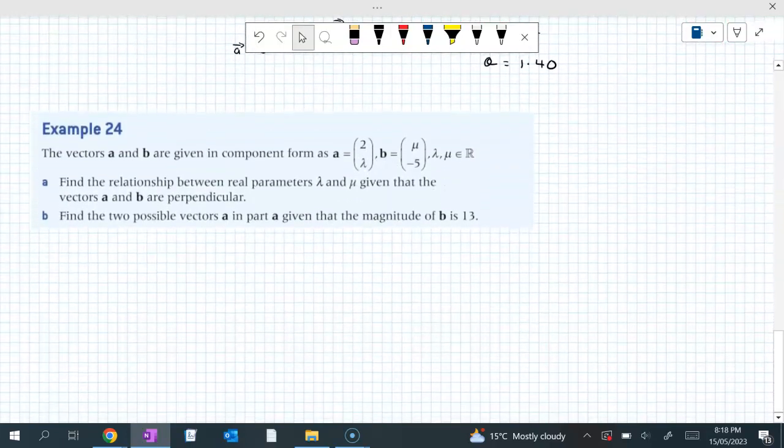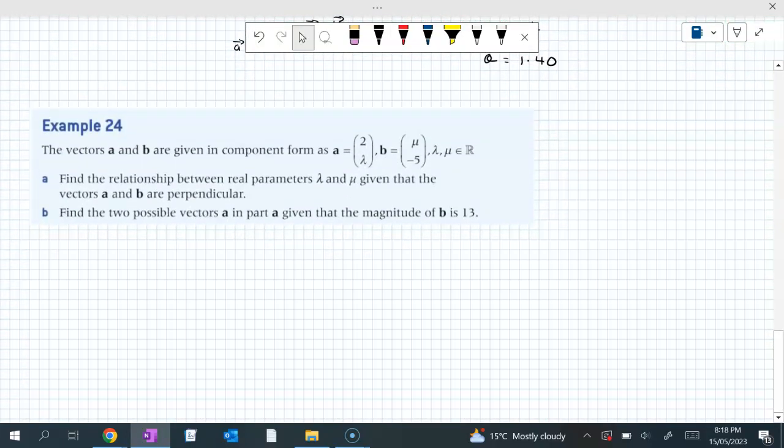Okay. Then the last example, vectors A and B are given in component form, so these are just two-dimensional vectors where lambda and mu are real numbers. Find the relationship between lambda and mu given that the two vectors are perpendicular. This is a standard sort of question that might come up in the exam fairly early on in a paper. They consider this one of the easier ones, so it's worth getting comfortable with ones like this.